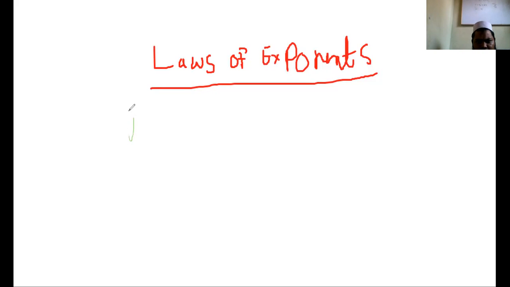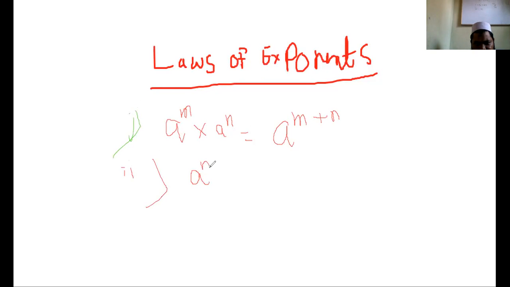Okay, first law we will write as a to the power m into a to the power n. Here the bases are the same, so their powers will be added: a to the power m plus n. The second law is the division law: a to the power m divided by a to the power n can be written as a to the power m minus n. This is the second law.